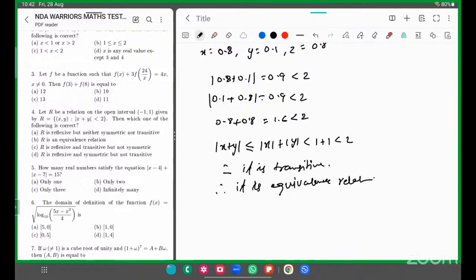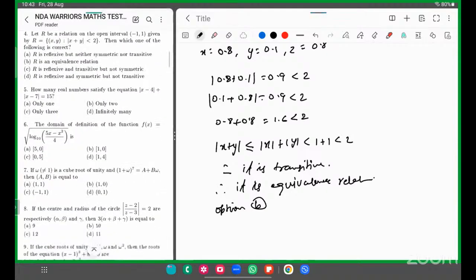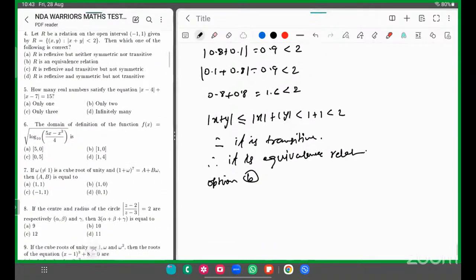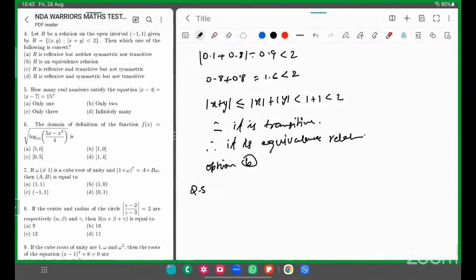So option B will be our correct answer. Option B. Okay. Next, how many real numbers satisfy the equation? Good. Try this question, all of you.